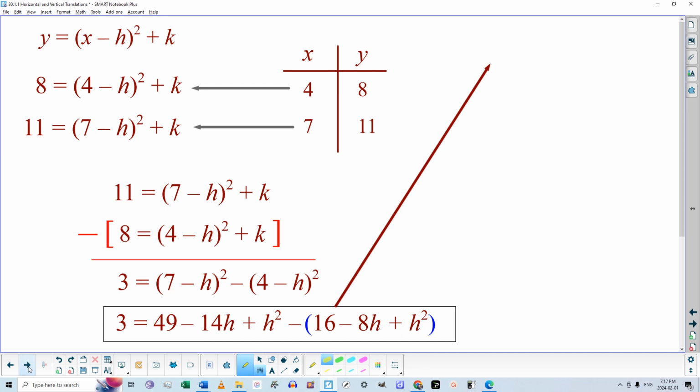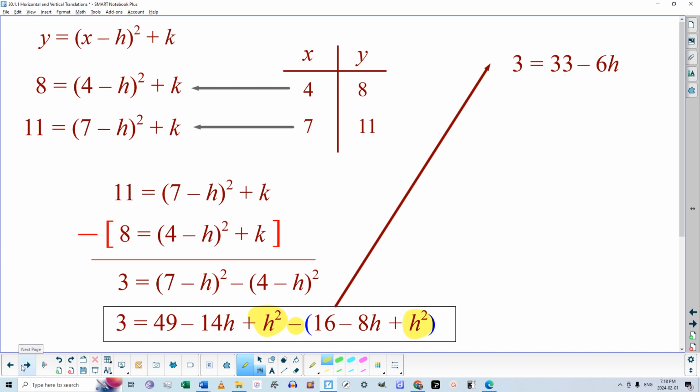So on the left-hand side of the equation, I have 3. On the right-hand side, what do I have? I have this 49 minus 16. 49 minus 16 gives us 33. I also have negative 14h minus negative 8h, and that's going to give us negative 6h. Then, of course, I have the h squared minus the h squared, which is 0. So this is the equation resulting from subtracting the two equations and simplifying.